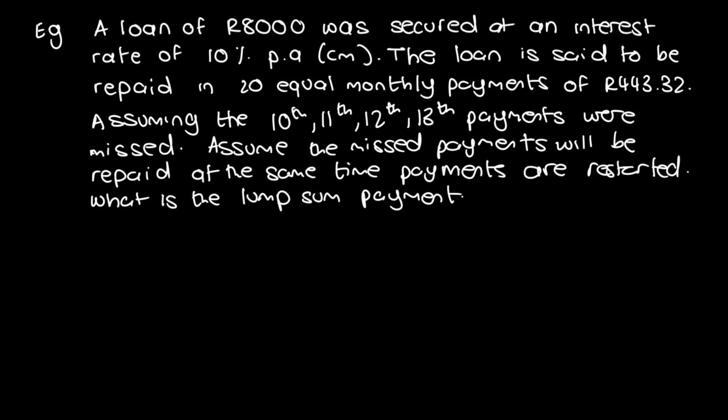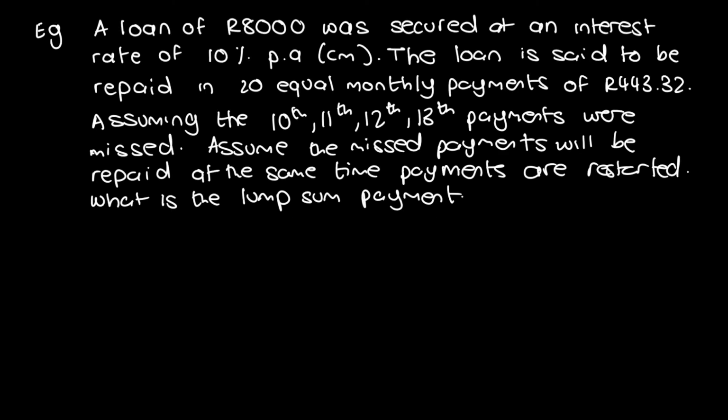So let's look at an example. A loan of 8,000 Rand was secured at an interest rate of 10% per annum compounded monthly. The loan is said to be repaid in 20 equal monthly payments of 443 Rand and 32 cents. Assuming the 10th, 11th, 12th, and 13th payments were missed, and assume the missed payments will be repaid at the same time payments are restarted, what is that lump sum repayment?